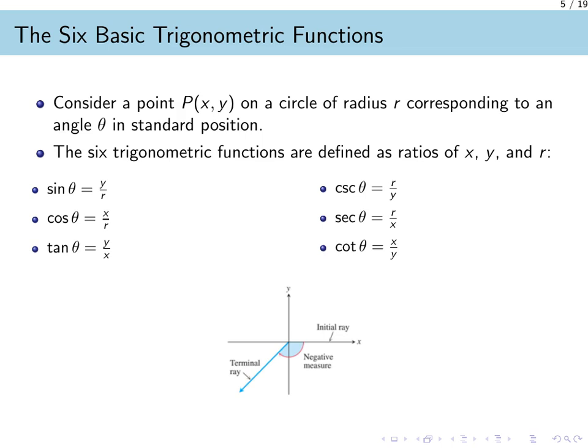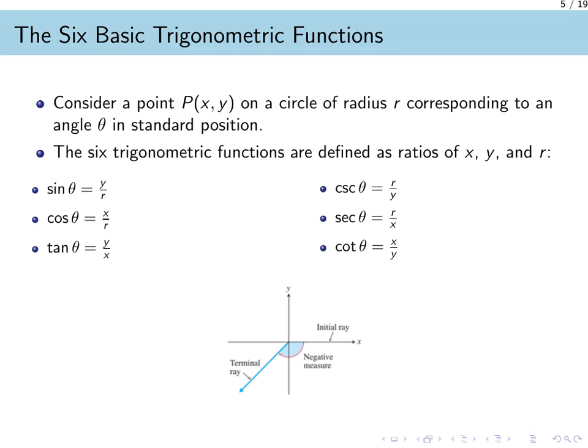Imagine an angle theta in standard position, where its terminal ray intersects a circle of radius r at a point with coordinates x and y. The two most fundamental functions are defined as simple ratios. The sine of theta is y divided by r, and the cosine of theta is x divided by r. The tangent is then the ratio of y to x. The other 3 functions are simply the reciprocals of these first 3. Cosecant is r over y, secant is r over x, and cotangent is x over y.